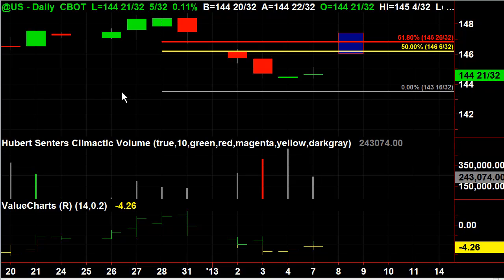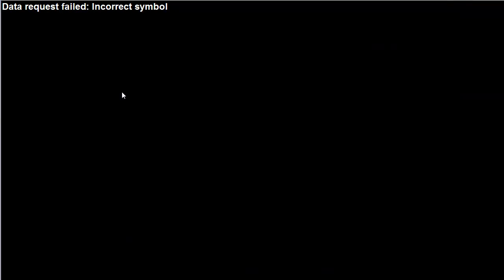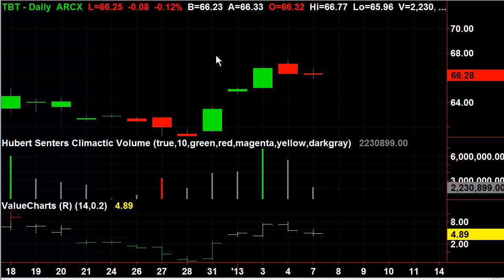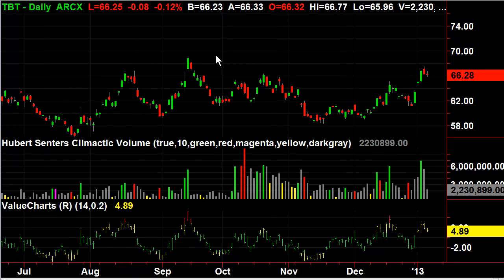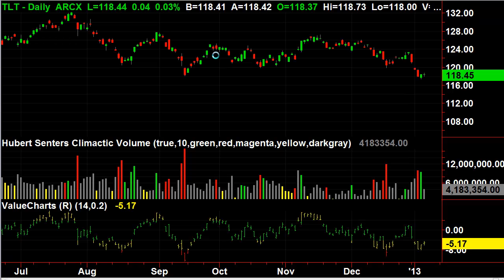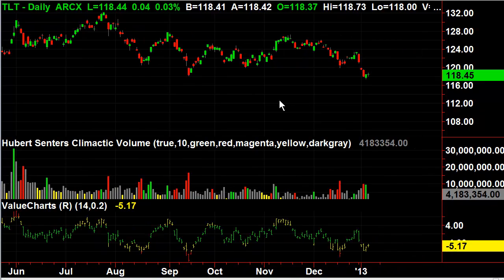If you don't trade futures, you can always do something like TBT, which is the inverse of this one, or you can do TLT, which is going to track it really well too, and those are ETFs. TLT will track it, and TBT is the inverse.